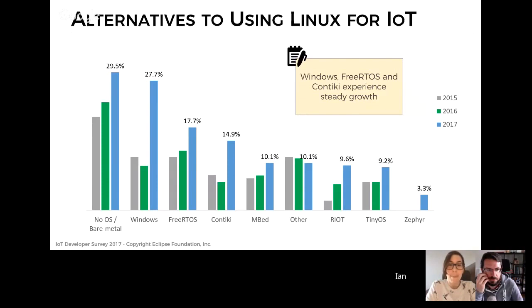Now, frankly, I can't explain why bare metal is going up. It might just be the way we asked the question this year, because it allowed you to specify a constrained device, and I think on constrained devices there is more bare metal, so it's more top of mind for people. What is interesting though is Windows really shot up this year, and I've been asked a couple of times how I explain that. One is, I think Microsoft is doing a really good job in IoT. I think they've put together some really compelling solutions, and people are using them. So that certainly is one potential explanation.